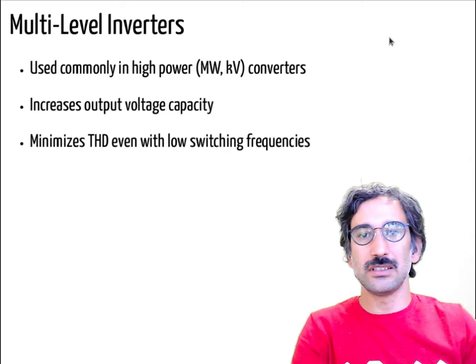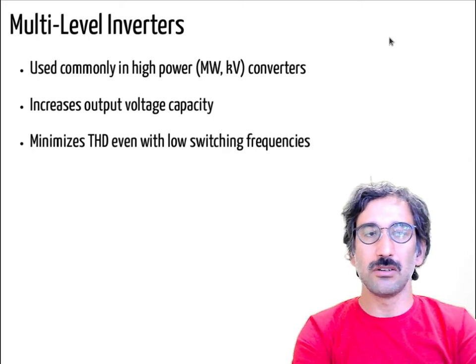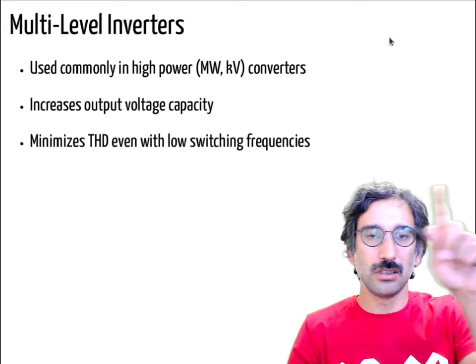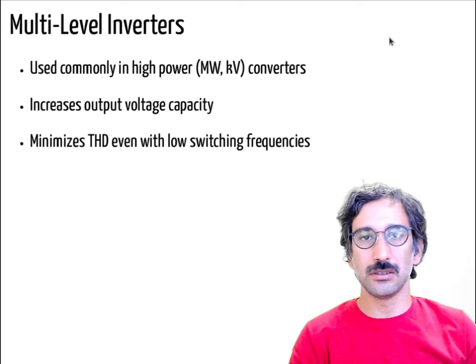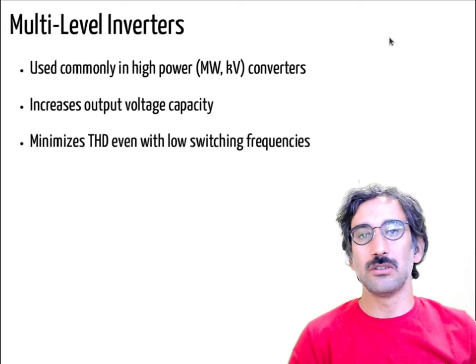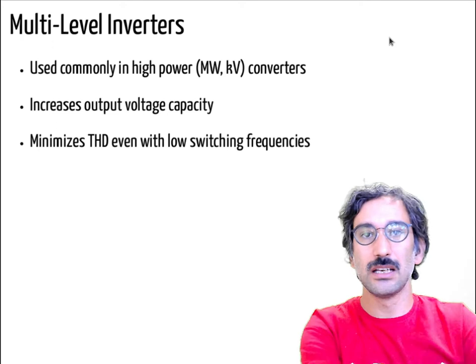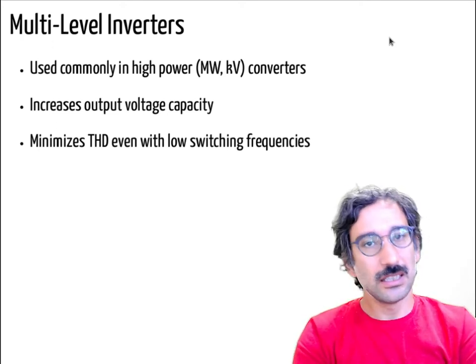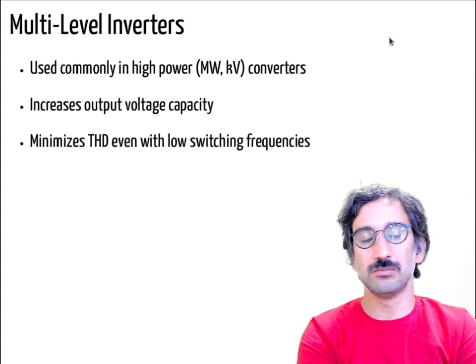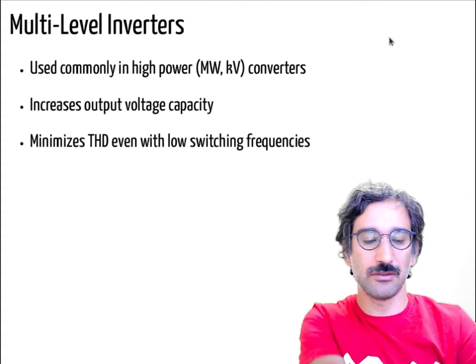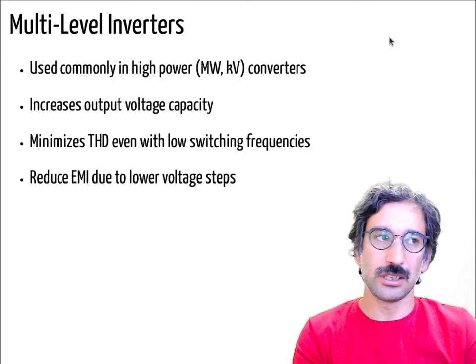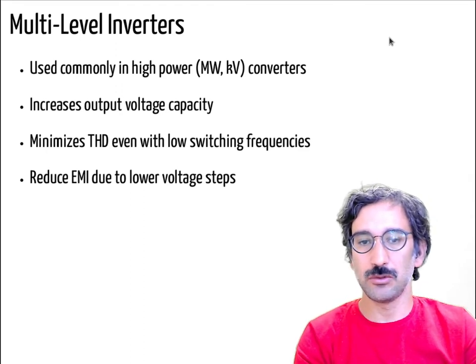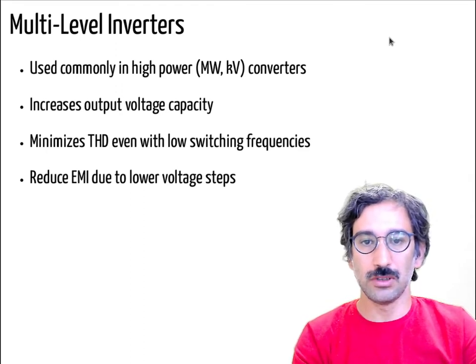Another advantage of multi-level inverters is that, instead of trying to generate a sinusoidal voltage with normal PWM, I can divide the sinusoid into stacks. So you can get a much more sinusoidal waveform, which results in minimized harmonics and minimized THD, even if you have a low switching frequency. And as a side effect, lower harmonics, especially in the higher frequency band, can help you to reduce EMI due to lower voltage steps.